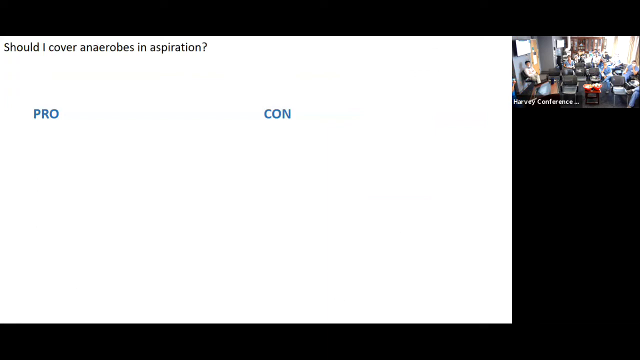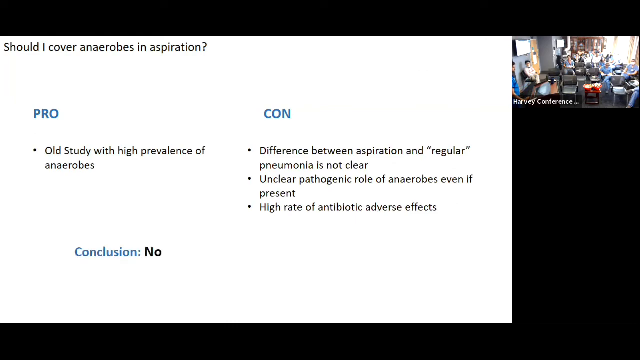Cover anaerobes and aspiration. Two more questions. Anaerobes and aspiration. So this is based on an old study that used weird culture techniques. It's literally from the 70s where they're doing transtracheal needles and pleural biopsies and found all these anaerobes in aspiration pneumonia. Problem is, what is aspiration pneumonia and how does it differ from regular pneumonia? All pneumonia, I guess, is fundamentally aspiration, or it's septic emboli, hematogenous, but that's a different clinical picture. Anaerobes, even if they're present, it's unclear what their pathogenic role is. And the anaerobic therapies have a lot of side effects. The data suggests not doing that.